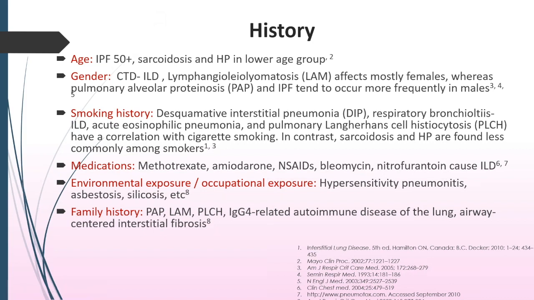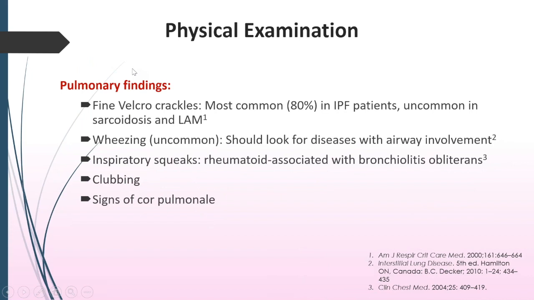And idiopathic pulmonary fibrosis, which is a prototype disease in ILDs, generally affects people who are 50 plus. Sarcoidosis and hypersensitivity pneumonitis affect people in a lower age group. There are certain diseases, notably among the connective tissue diseases like SLE, which are far more common in females. Then rare diseases like lymphangioleiomyomatosis, called LAM, also affect mostly females. There are certain diseases which are more common in patients who smoke. They are drug-related diseases, so I'm not going into details, but all these are important points which we take in the history.